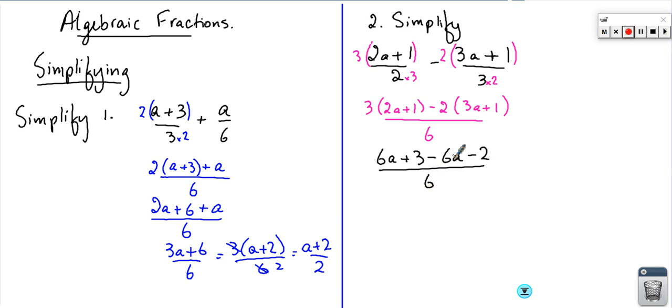6a minus 6a cancels out. 3 minus 2 is 1. So the answer in this case is 1 on 6. So we've seen that in the first example here, we ended up with cancelling out a common factor. In this example, we ended up with just a value, a number. Let's make another example. Example number 3, simplify.